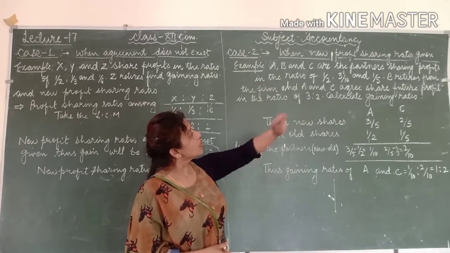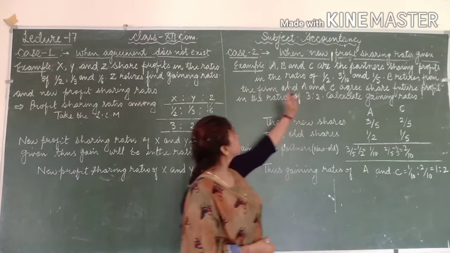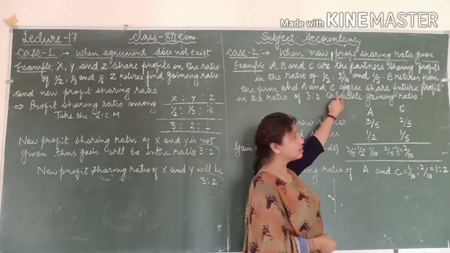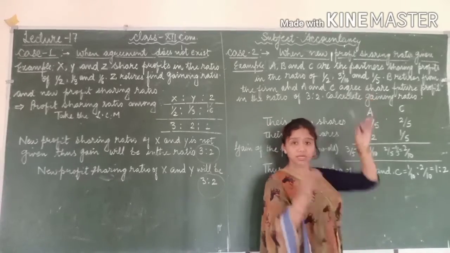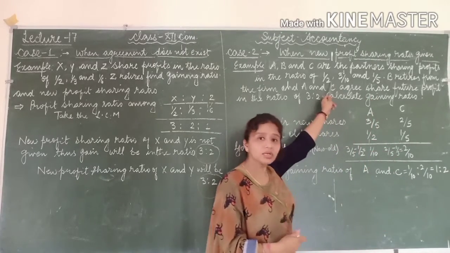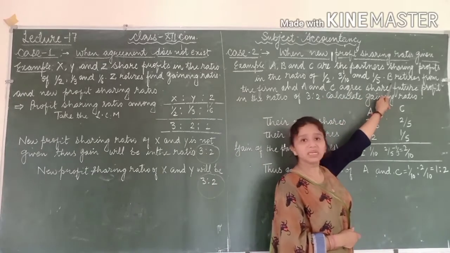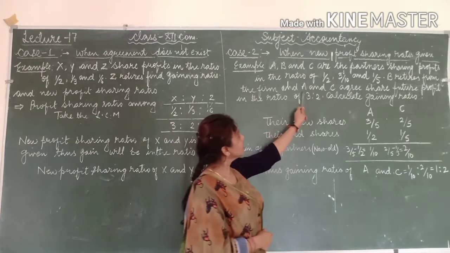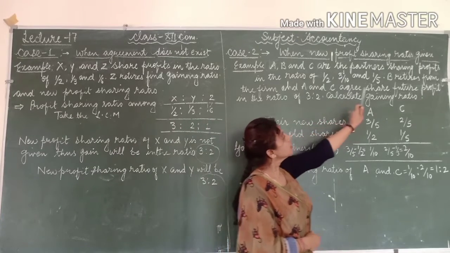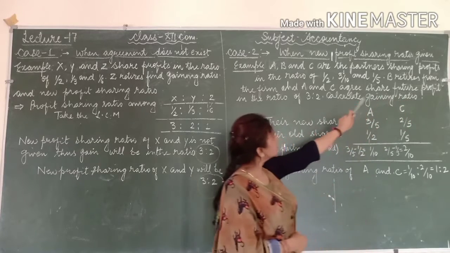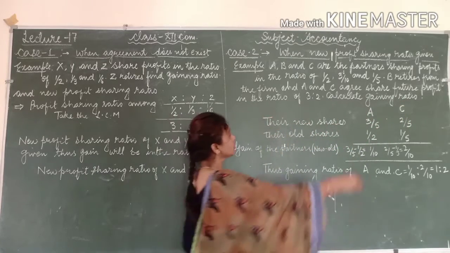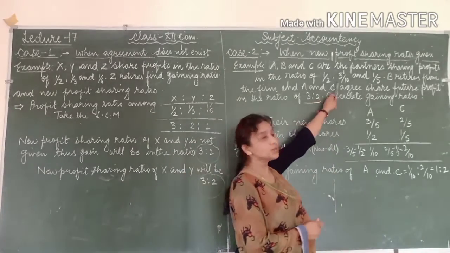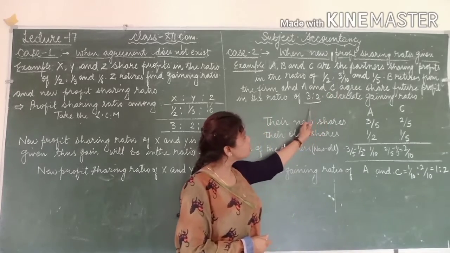A, B and C are partners sharing profits in the ratio of 1/2, 3/10 and 1/5. So there are three partners with these fractional ratios. Who is retiring? B retires from the firm, and A and C agree to share the profit in the ratio of 3:2. It means this is the new ratio. These were the old ratios, and the new ratio is also given.